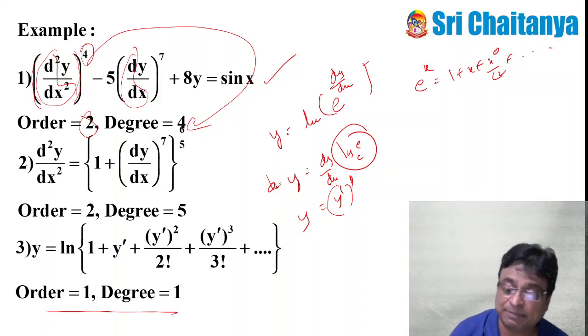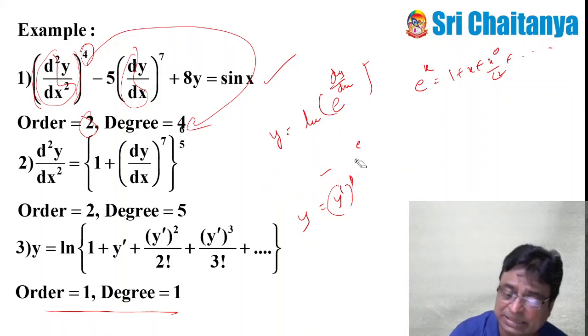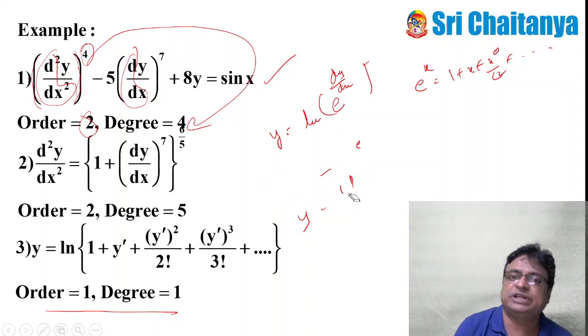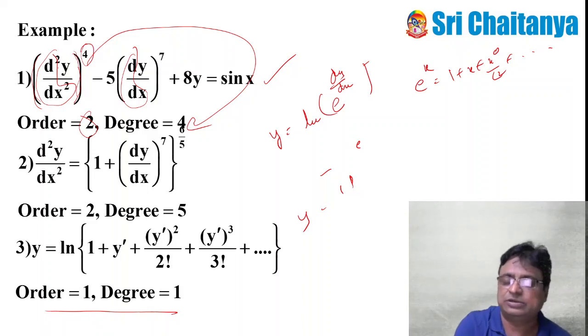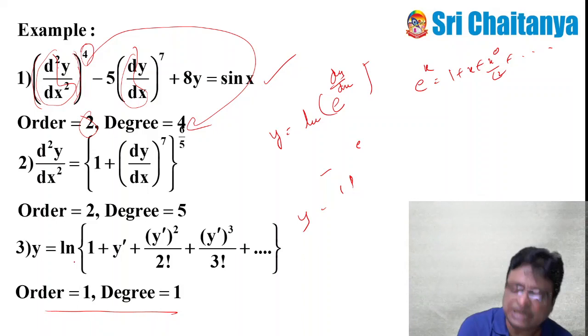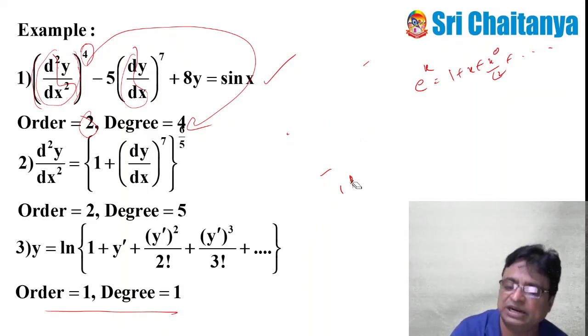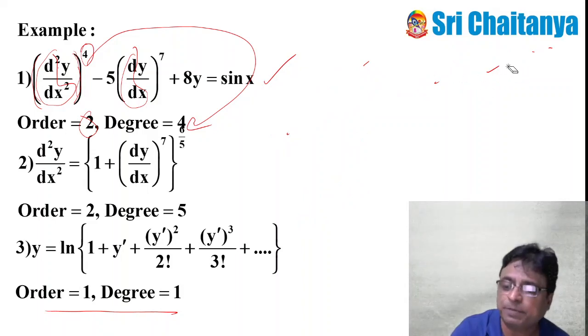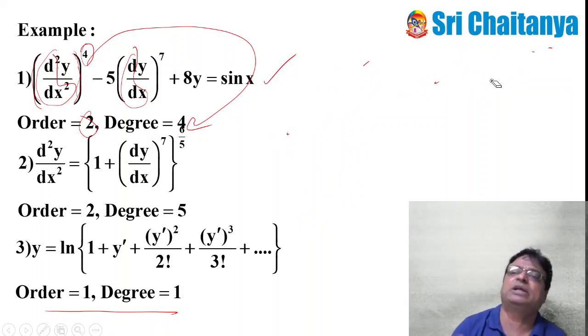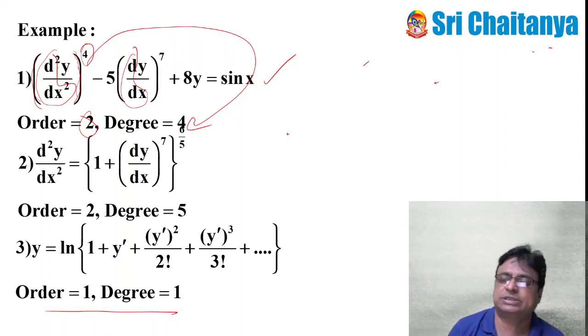So don't get confused that if any logarithm is there, you simply write that the degree does not exist. Here it is possible for me to express this as a polynomial in the differential. Only if it is not possible to express it in the form of a polynomial does the degree not exist.